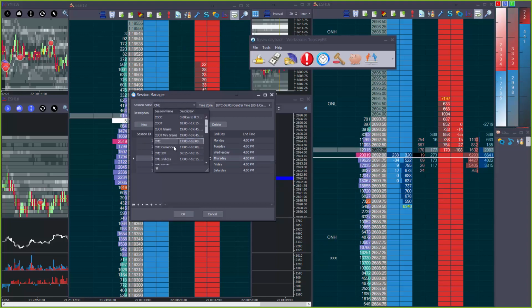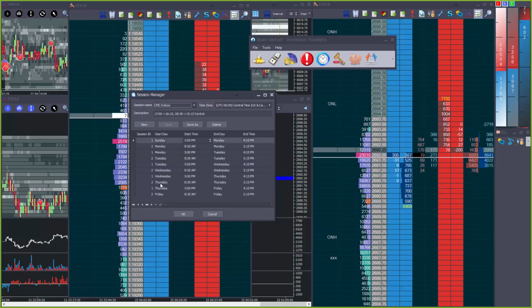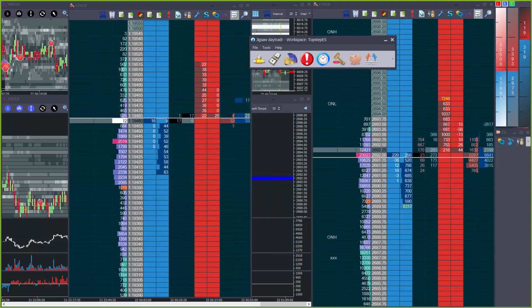But if I look at the indices one, this would actually just go back to today, 8:30 a.m. So it just looks at that and decides how to build the volume profile. It's got no other use. Also, when you've got the tools open, it'll actually reset the volume profile when you get to that threshold. So it doesn't do much.